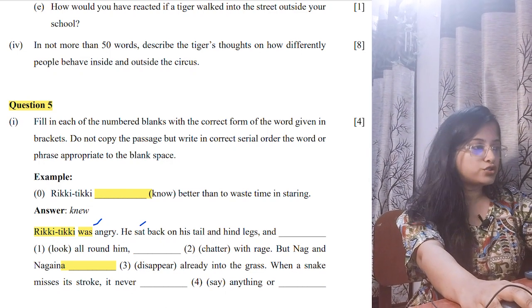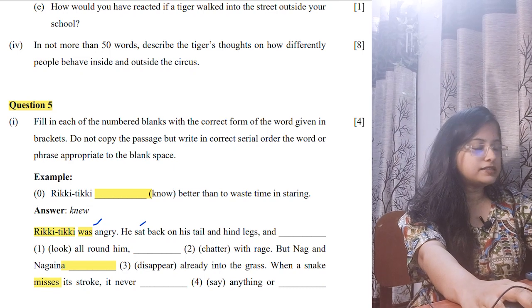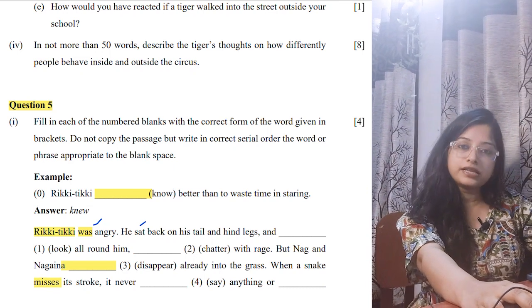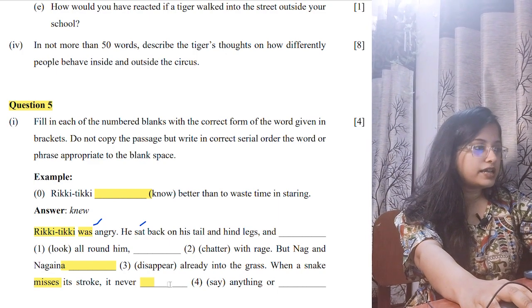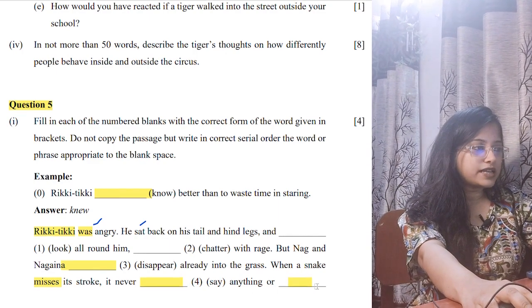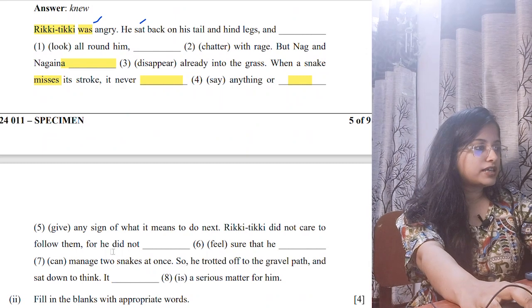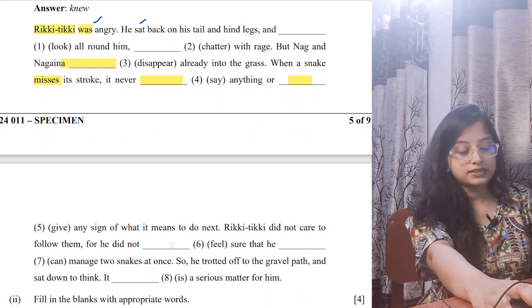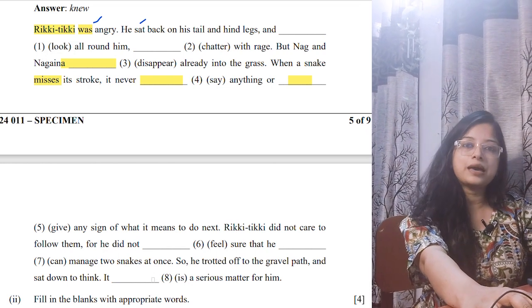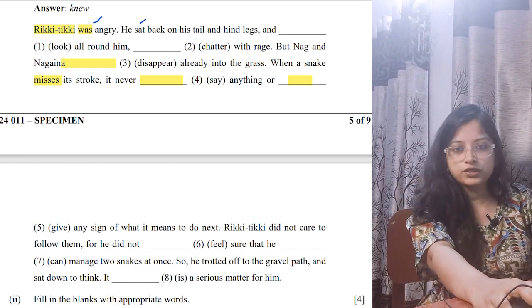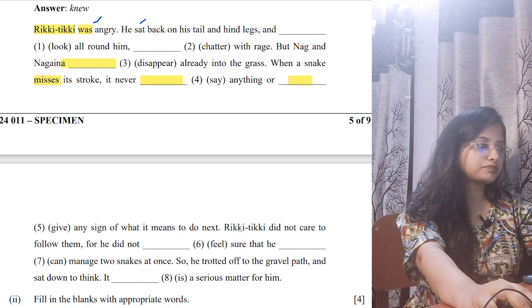When a snake misses its stroke, now see, this is a hint given, misses. This is a general fact. So it will be present indefinite or simple present. It never says anything or gives any sign of what it means to do next. This is a complete present fact. Why? Because it is a general concept. This happens all the time. So it will be simple present or present indefinite.